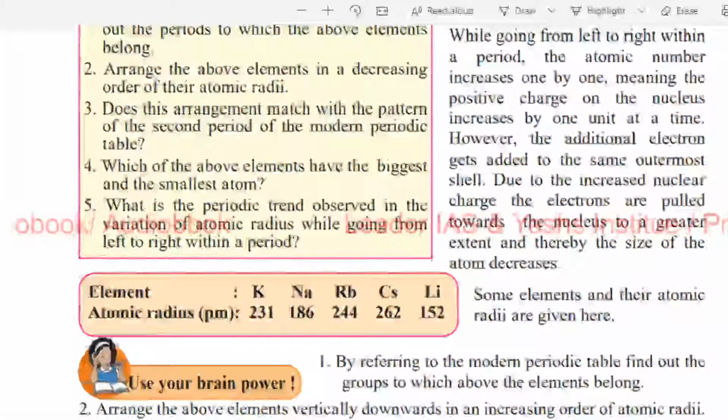Due to the increased nuclear charge, the electrons are pulled towards the nucleus to a great extent, and thereby the size of the atom decreases.